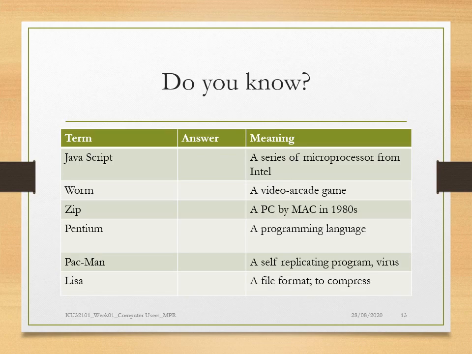Now we will see the vocabulary list. As you can see over here, there are 1, 2, 3, 4, 5 terms. All these terms are IT related or computer technology related. So have a look at the term and then look at the meaning. I want you to write down the answer in your notebook, and then we will discuss it later in our synchronous meeting.